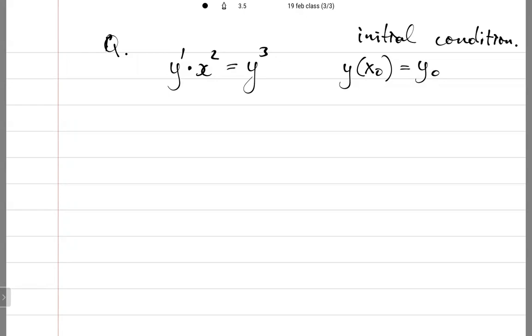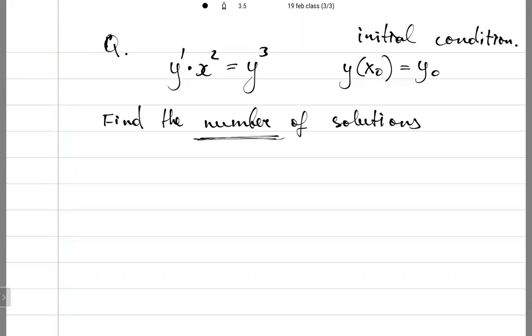And my question is, find the number of solutions for all x0, y0. So you have an equation, and my goal is to find the number of solutions for all x0 and y0.